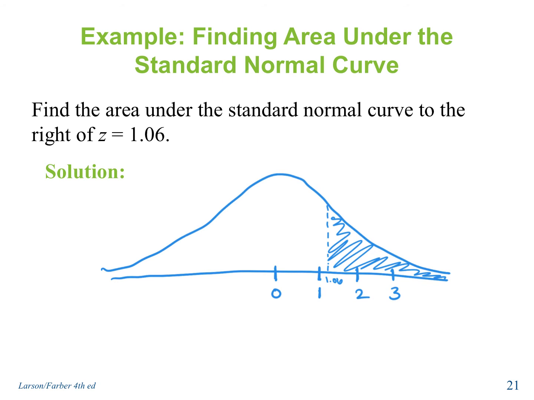So remember that the z-score table, the standard normal table, gives us the area to the left of all the z-scores that are in that table. So when I look up 1.06 in the table, it's going to give me the cumulative area to the left of 1.06. What we'll do then, we'll take that area to the left of 1.06 plus the area to the right of 1.06 is equal to 1.